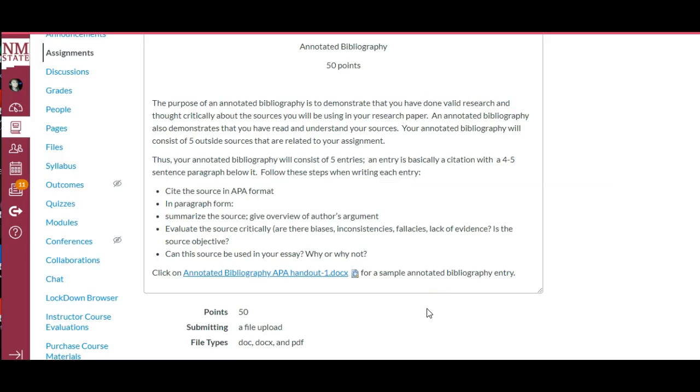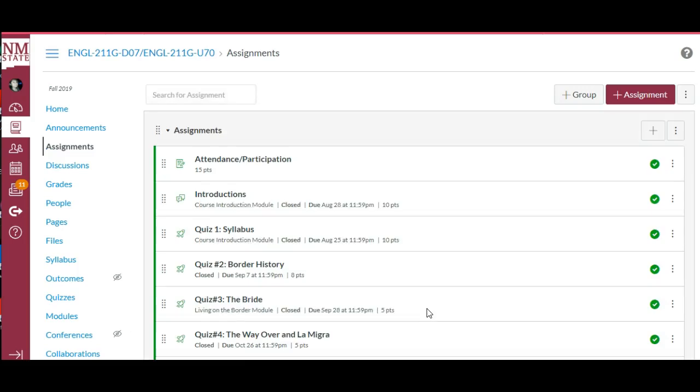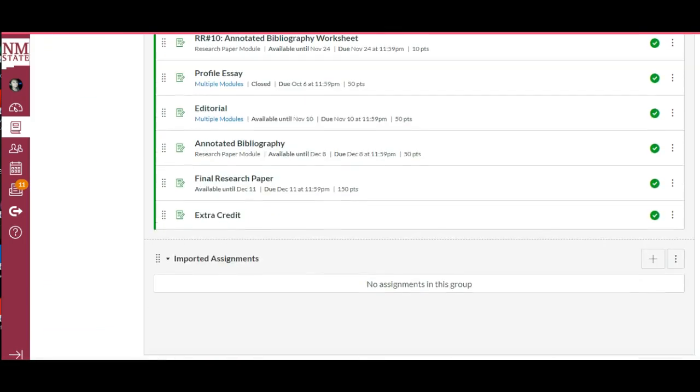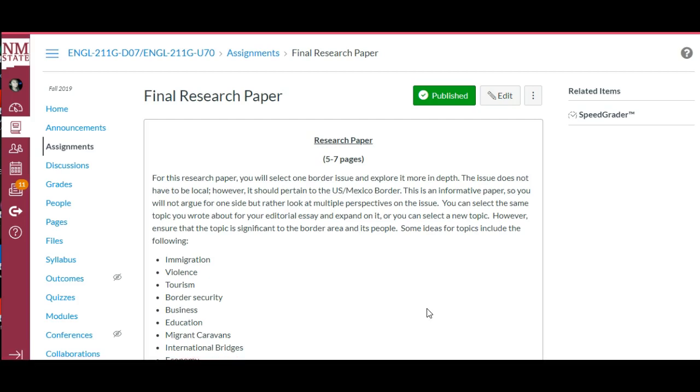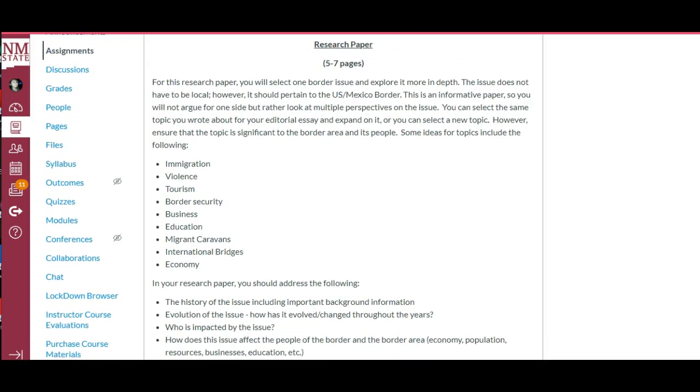The annotated bibliography is going to be the last step before you actually submit your research paper. So once you've completed your annotated bibliography, the final thing you're going to submit is the research paper. That's what I meant by the research paper process being broken up into 3 steps: the topic proposal, the annotated bibliography, and then of course the final draft of the research paper.